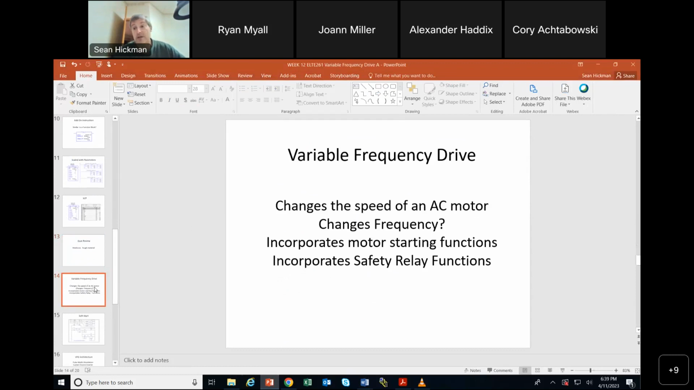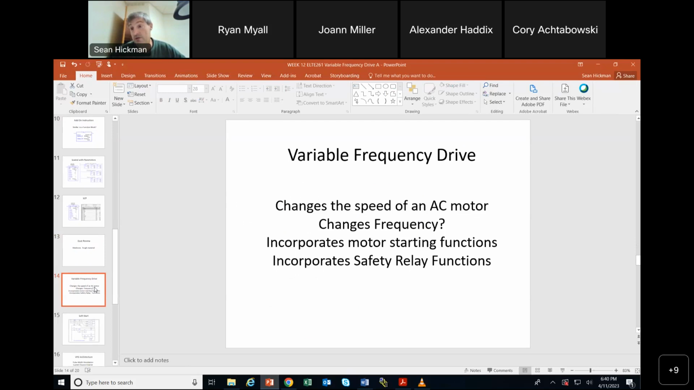I just want to touch on variable frequency drives. If you want to change the speed of a DC motor, you change the voltage. You turn the voltage up and down, DC, change the voltage, it goes faster or slower. You want to change the speed of an AC motor, you have to change the frequency of it, which is a little more difficult because the frequency that's generated in the US here is 60 cycles per second, 60 hertz.